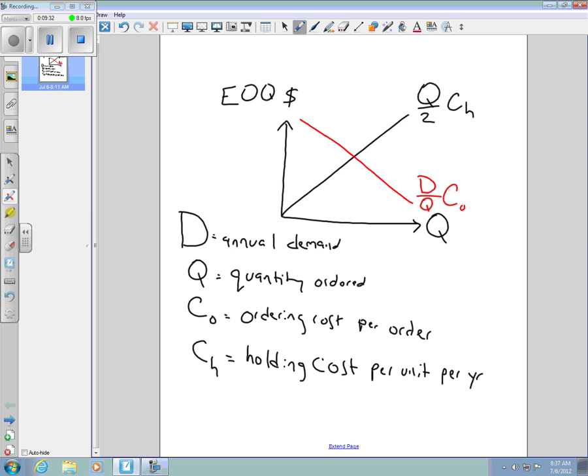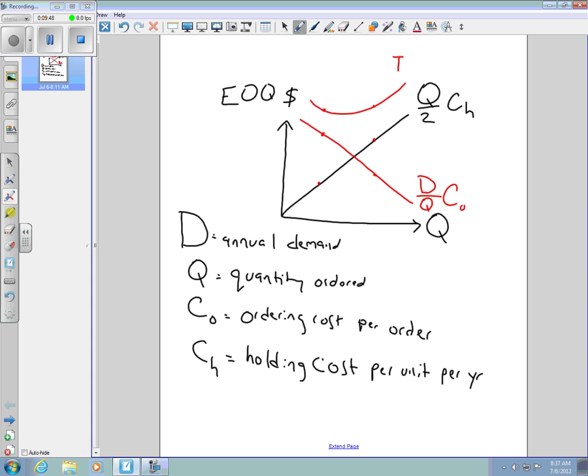If we were to add these two together, we'd have a curve that looked like this. And this is just nothing but this plus this equals this. This plus this equals this, and so on and so forth. That is just the total cost curve.